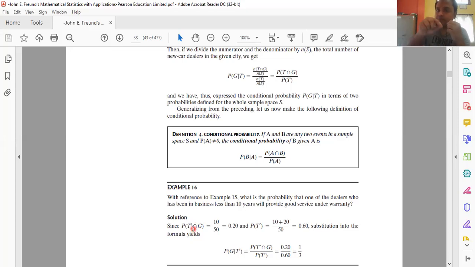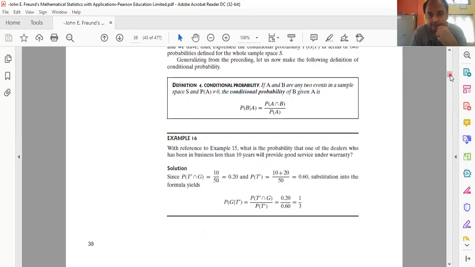So since being in business for 10 years or more and being in business for 10 years or less are complementary to one another, they have denoted T complement to denote the event that they are in business for 10 years or less. And they are providing good service under warranty. So from the chart, they are calculating this probability to be 10 by 50. Okay, so look at this chart.